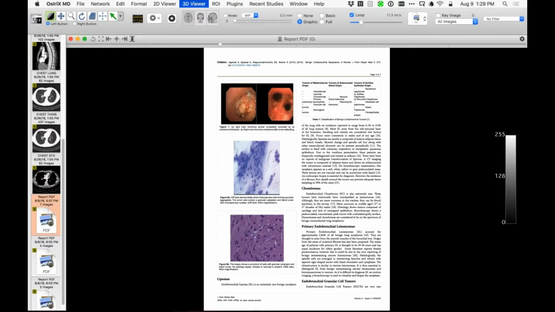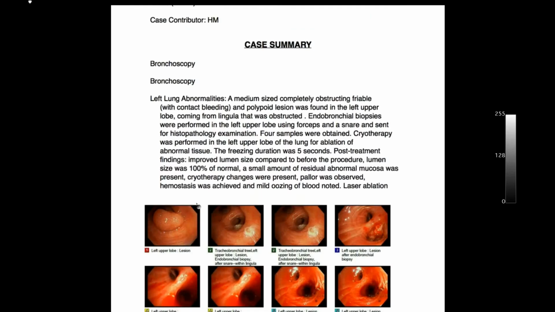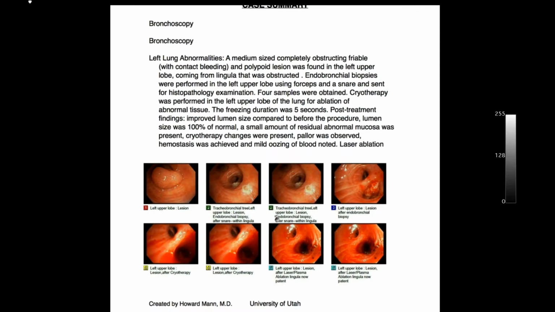And now let me show you the nice images I have from bronchoscopy. So here we have the lesion. You can read that over there. It really seems to be coming up the lingula and popping in. And you can see before and after. So they biopsied that, and then they froze it, and they burnt it, and they took it out. And here's the bronchus afterwards, and the lingular bronchus is nice and open afterwards.